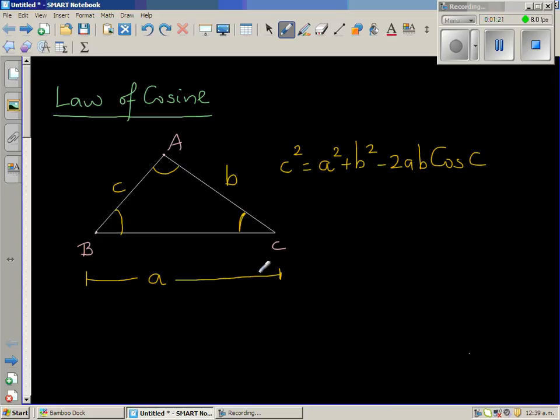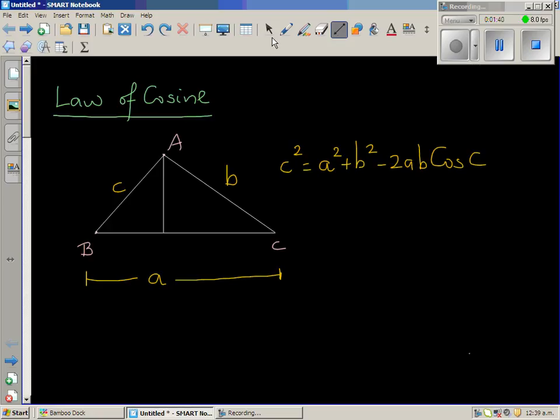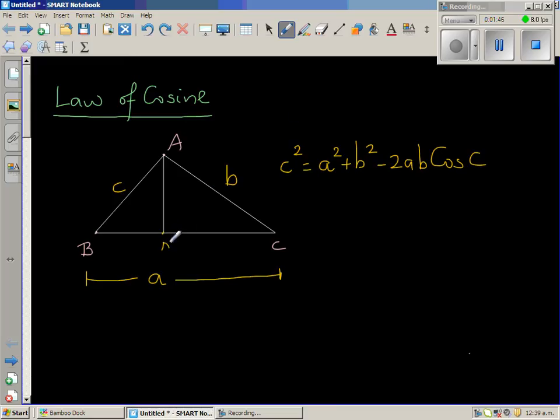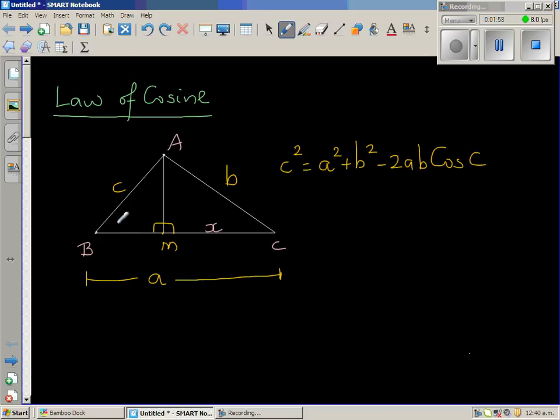Now to prove this, this is nothing but a general form of the Pythagoras theorem. So let me remove this angle. I want to draw a perpendicular from A on BC. Let me call this foot of the perpendicular M. So both of them are right angles. Let us call this x. If this is x, this much BM would be a minus x, and let us call AM as h.